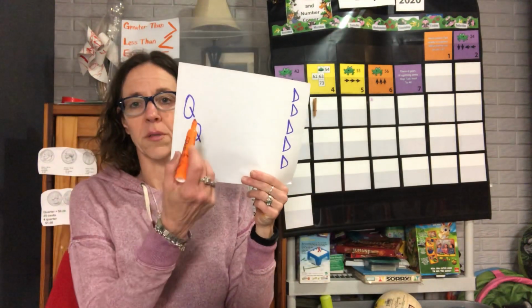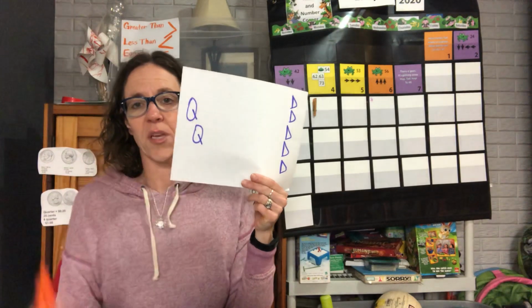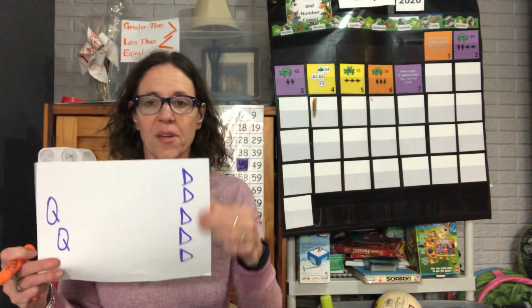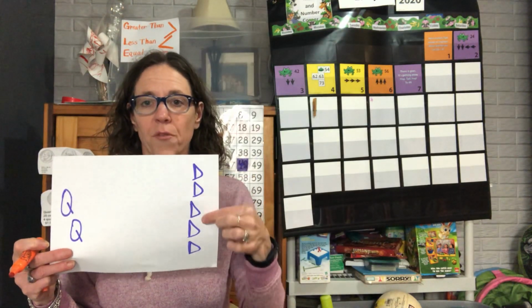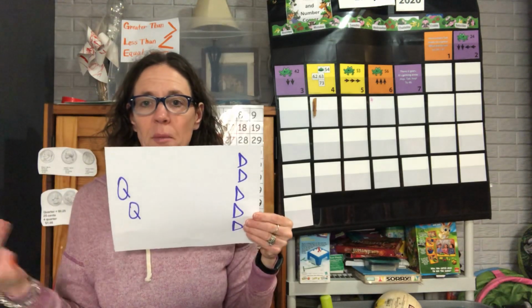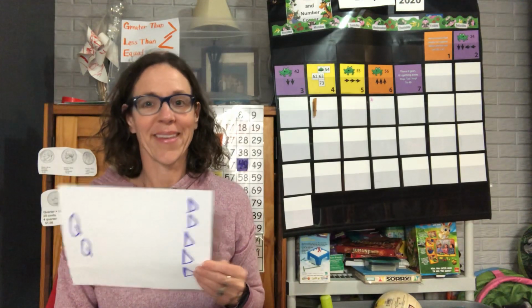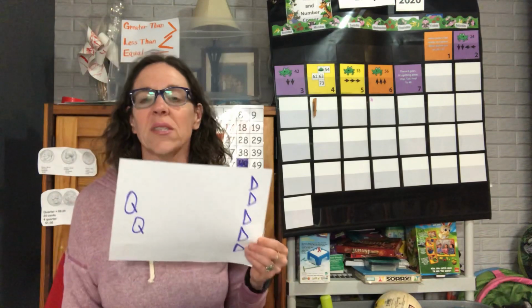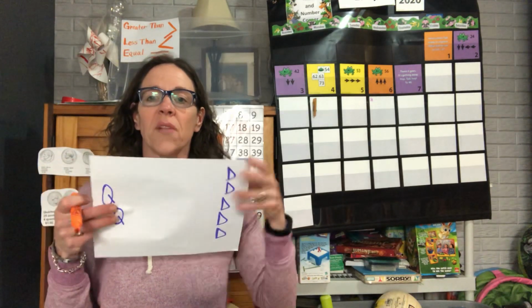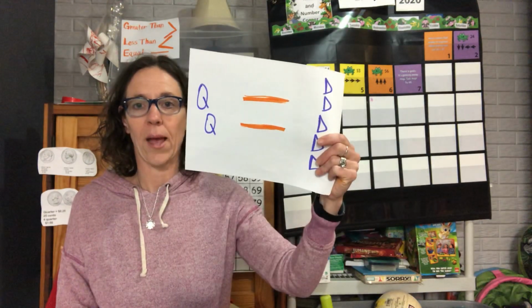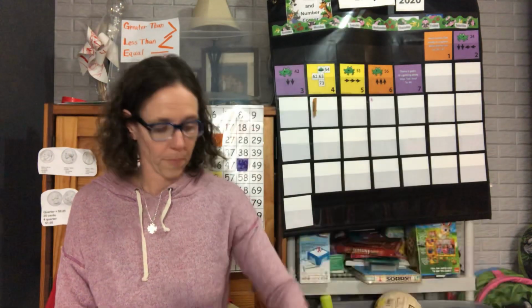Noah's got 2 quarters, count them for me, 25, 50. Aiden's got 5 dimes, 10, 20, 30, 40, 50. Who's got more money? Tricky one, you're right, they have the same amount, 50 and 50. What sign am I putting in between here? You are absolutely right. I am putting an equal sign.